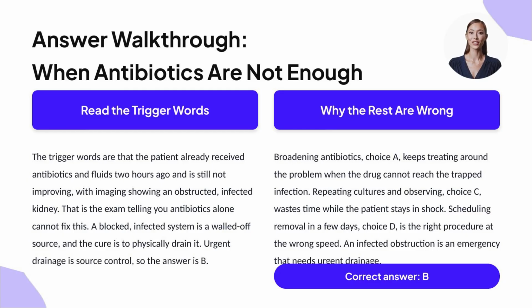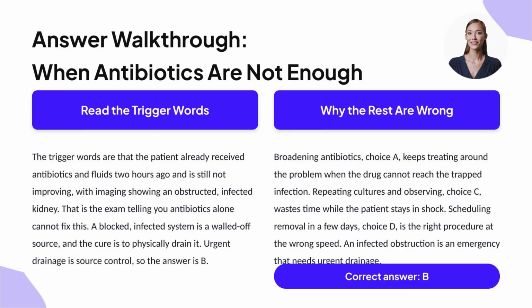Read the trigger words first. The phrases that matter are that the patient already received antibiotics and fluids 2 hours ago and is still not improving, and that imaging shows an obstructed, infected kidney sitting behind a stone. That combination is the exam telling you in plain language that antibiotics alone cannot fix this. A blocked, infected system is a walled-off source of infection, and the medicines simply cannot get in to clear it. The cure is to physically drain it. Urgent drainage of that obstructed kidney is what we mean by source control, so our answer is B.